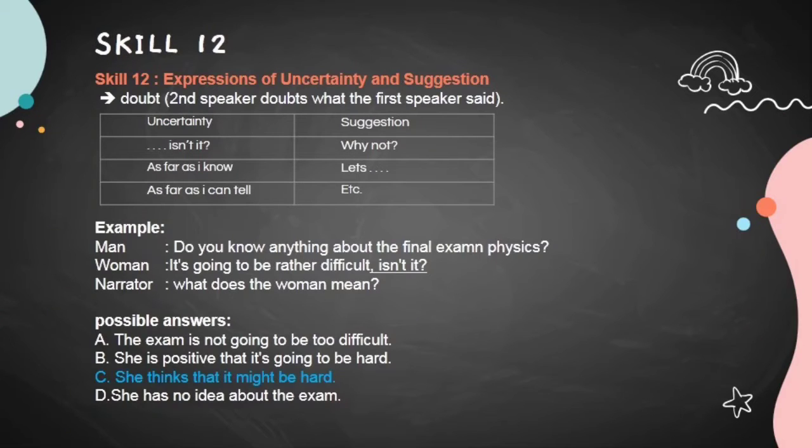Skill 12. Expressions of uncertainty and suggestion are common in the short dialogues, so you should become familiar with them. For example, uncertainty words: as far as I know, as far as I can tell. And for suggestion, examples are why not and let's.